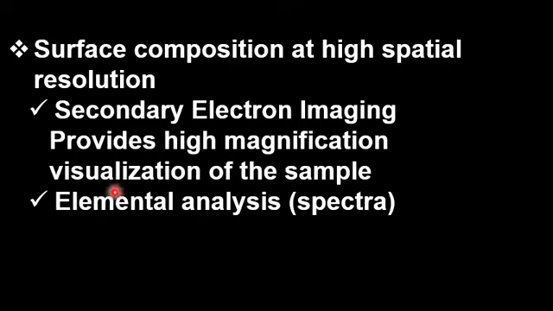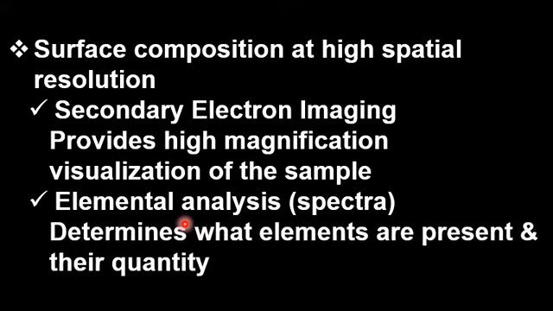We can also do an elemental analysis by Auger electron spectroscopy by getting a spectra from the Auger electron spectroscope or spectrometer. So Auger electron spectroscopy basically can determine what elements are present and what is the quality, what is the quantity of the element present in a surface of the material with a penetration depth in the range of 3 to 10 nanometer.